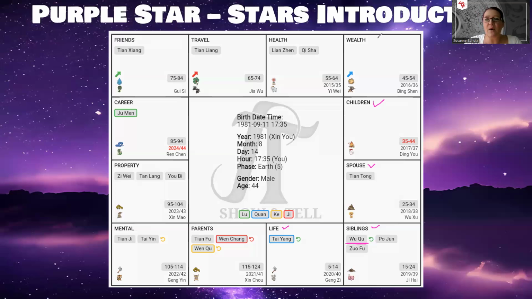Now, Wu Qu in the wealth palace, this is very, very good because the Wu Qu star is considered a wealth star or a money star. So having Wu Qu in the wealth palace usually means that you have good financial luck.